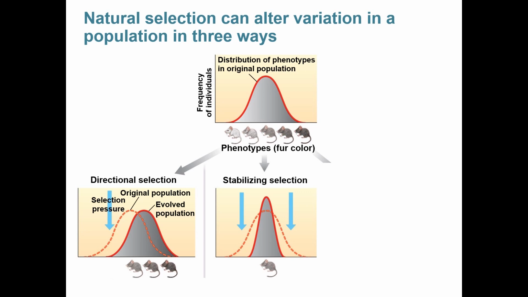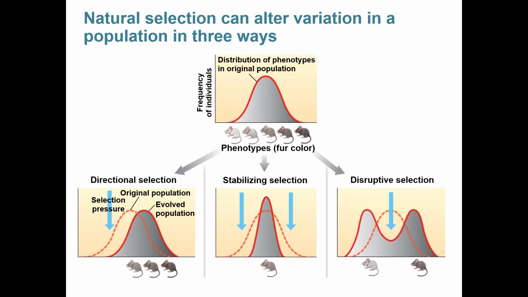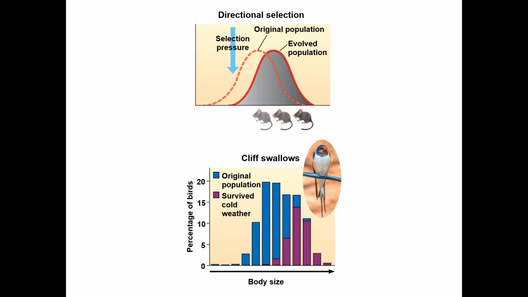Now let's say instead of having the middle be advantageous, the two ends are advantageous. Perhaps it's better to be either white or black, and anything in between is bad. This results in something called disruptive selection, where the two extremes end up being chosen. This can result in two different morphs or versions of a species without any intermediates. So let's talk about some real-world examples.